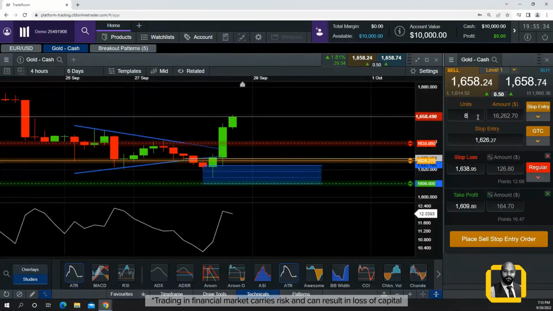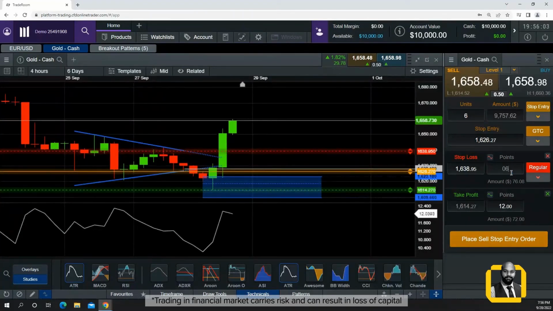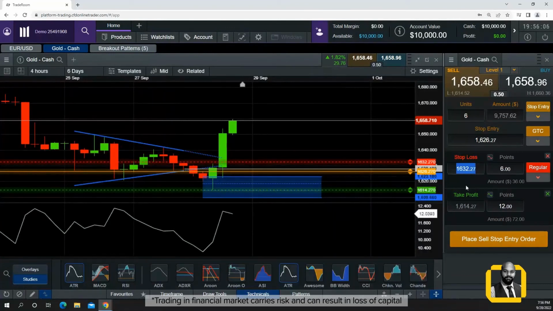So in this case, let's say if I do 8 units, now I'm risking $100, but my motive is not to risk $100. My motive is to risk only $80. So I take about 6 units, where my risk has now come down to $80 as per my risk appetite, and my reward is about $100. Now coming back to the ATR, ATR is telling me it can move $12. If you can see over here, it is showing $12. So if I'm looking to make $12, I'll keep a $6 stop loss.